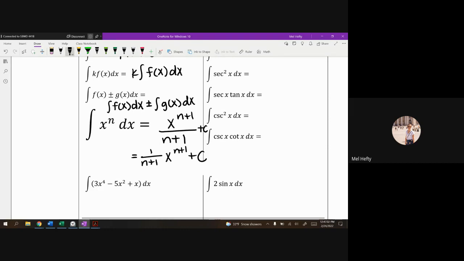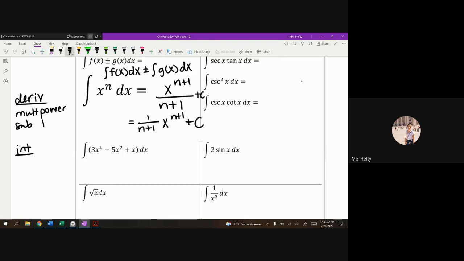But notice this is the exact opposite process of taking the derivative. For our derivative, we multiplied by the power and then we subtracted 1. Here we're doing the actual inverse process of both of those. So we first add 1 and then we divide by the power. Think of it kind of like solving equations where you have to do exactly the opposite way.